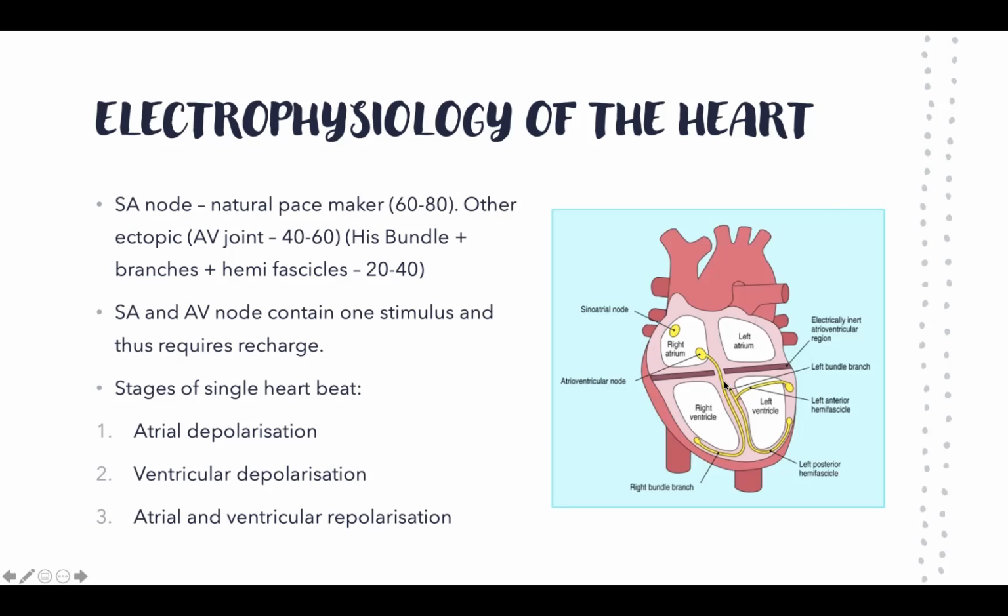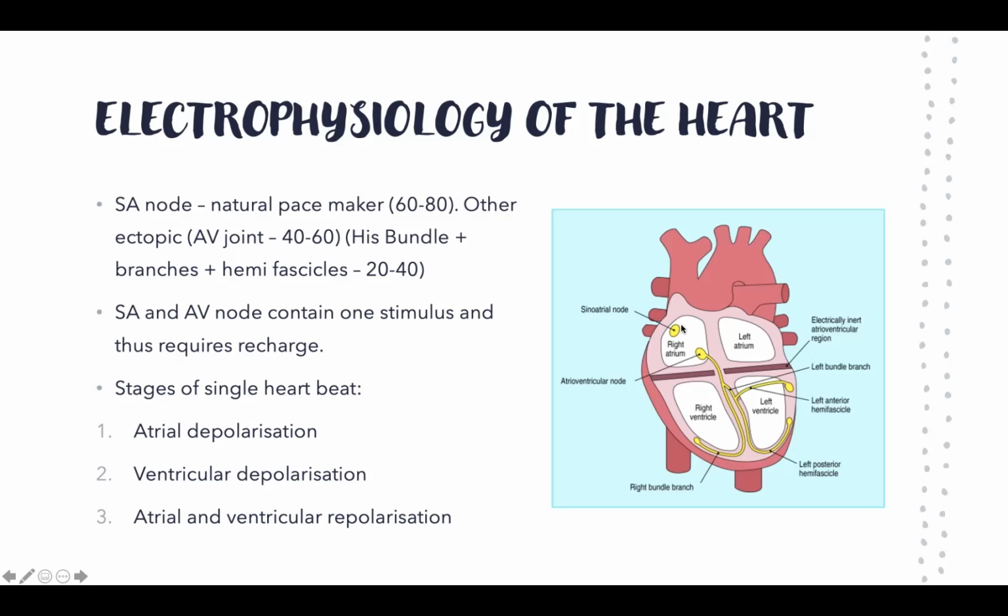It breaks up into two branches. So you've got your bundle branches: your left bundle branch and your right bundle branch. Your left bundle branch is broken up into your left anterior hemifascicle, which kind of wraps over the front, and the left posterior hemifascicle, which kind of goes lower down and wraps around the back too. Then you've got your right bundle branch, and there's only one of them.